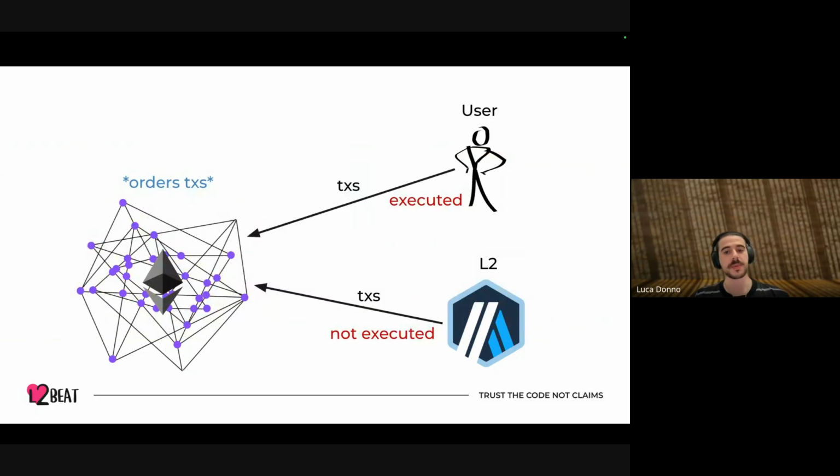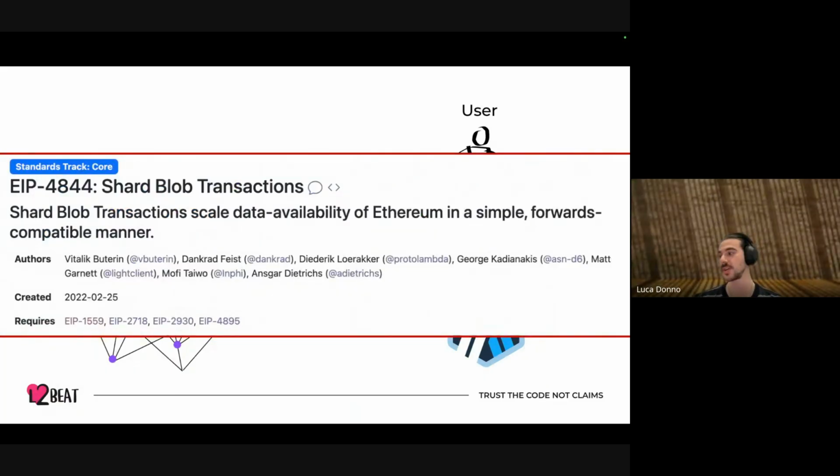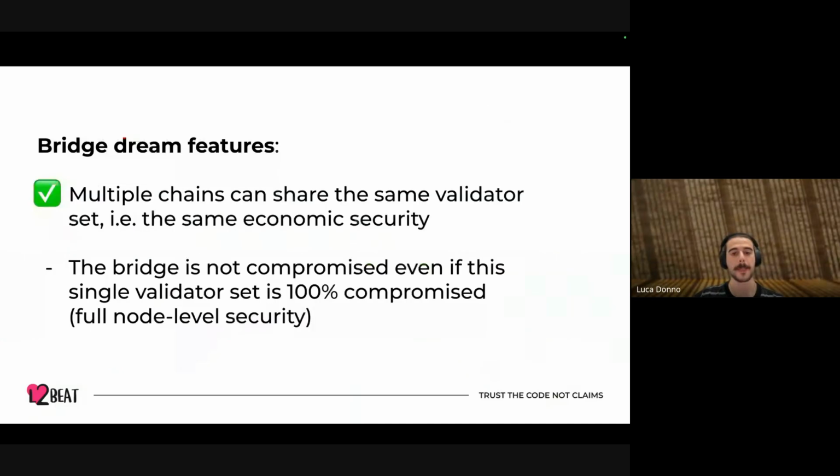So Ethereum introduced the concept of another blockchain sending transactions that are not executed on Ethereum natively. There is this feature that was introduced with EIP 4844, called blob transactions, which is basically that anyone can send a piece of data that is not interpreted by the Ethereum virtual machine, where Ethereum just orders this data, but again, it does not execute it, right? And L2s make use of these features that Ethereum natively supports. So the first feature is done. This is how you get multiple chains that can share the same validator set and the same economic security. You basically allow them to post transactions to this other blockchain. The difficult part is how to get full node level security.